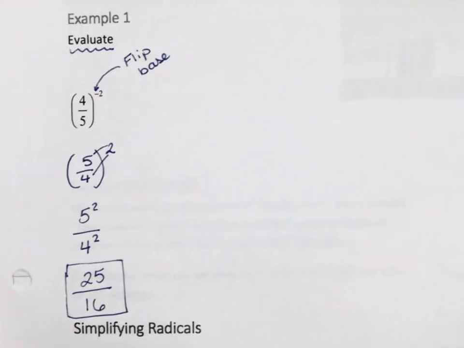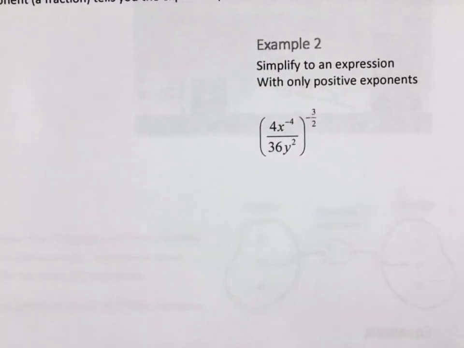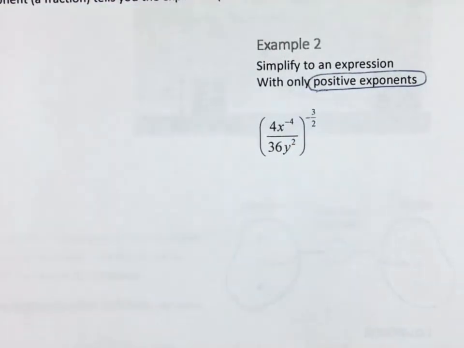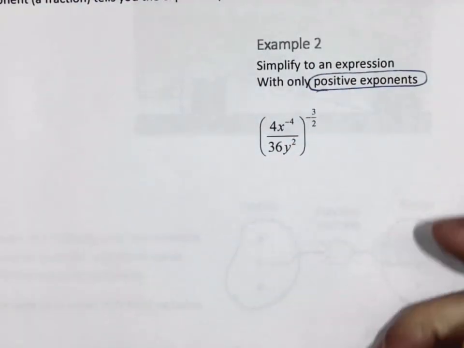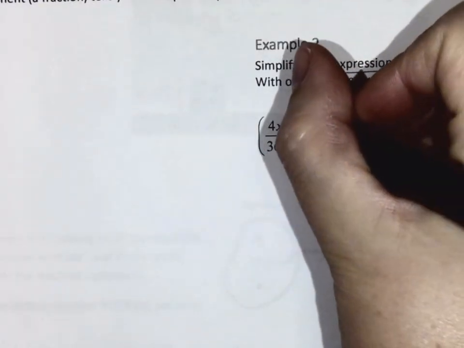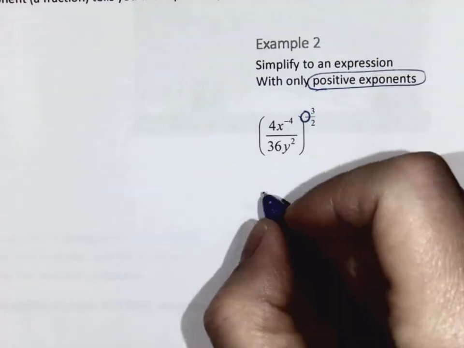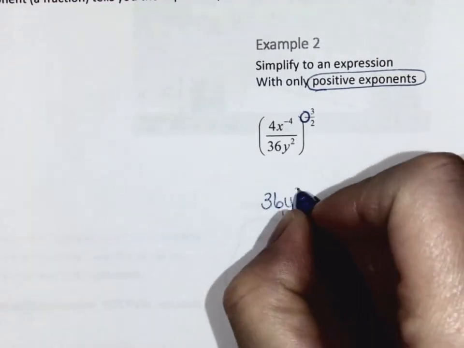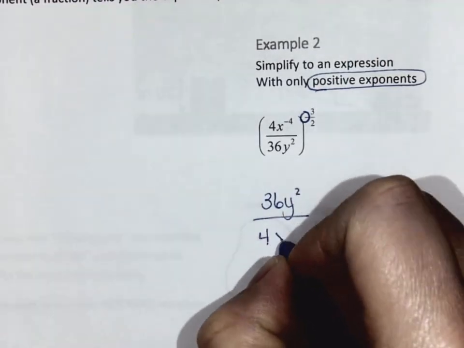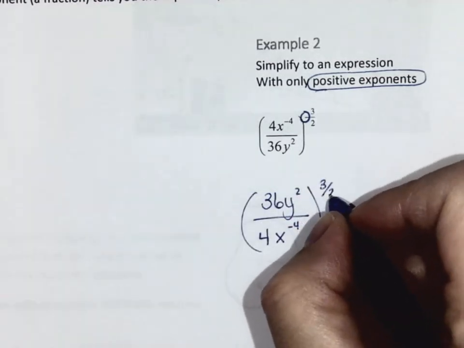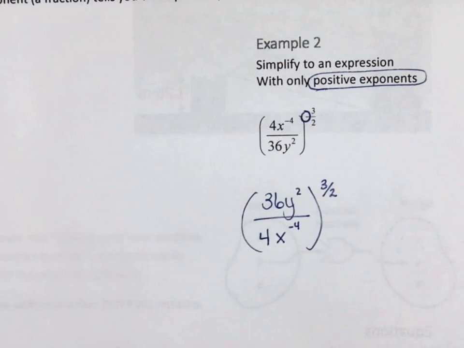Okay, so let's get even fancier. Simplify an expression with only positive exponents. Holy Hannah. Okay, let's deal with this first. So let's deal with our outside exponent first. This tells me to flip the whole fraction. So this is going to be 36y squared over 4x to the -4, all to the exponent 3/2. Woo-wee. What does that mean?